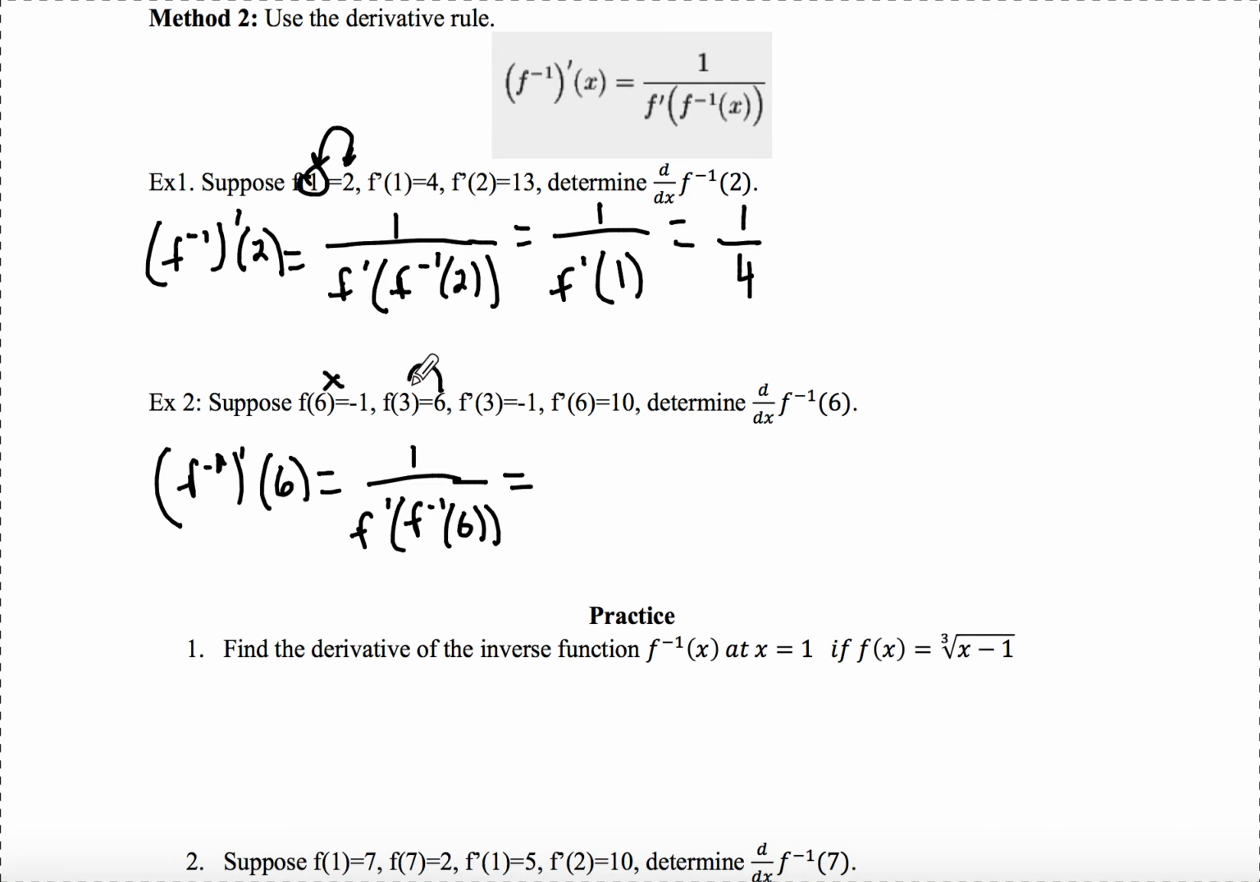We want f inverse, so we go backwards. The 6 is our y value. F inverse of 6 is 3, so this gives us 1 over f prime of 3. F prime of 3 is negative 1, so this gives us 1 over negative 1, or negative 1. And there we go.